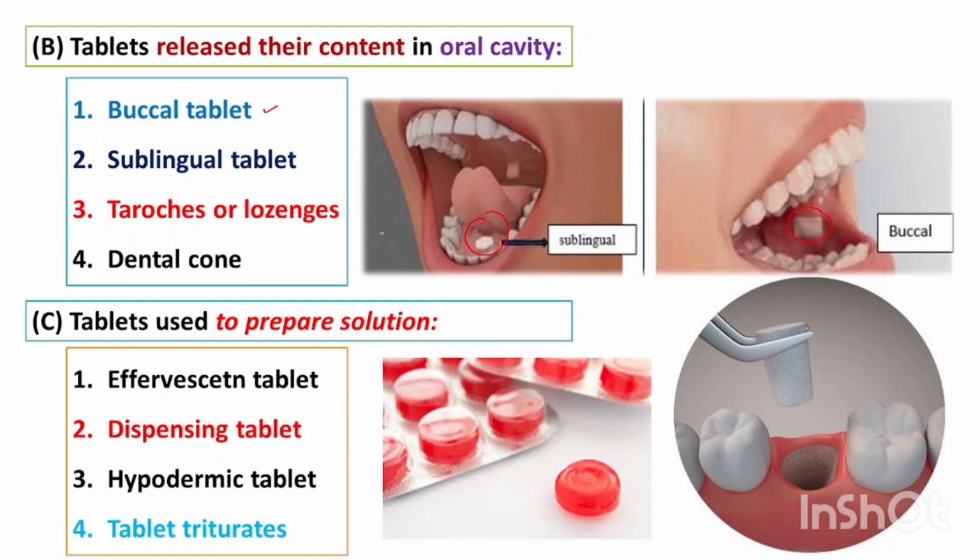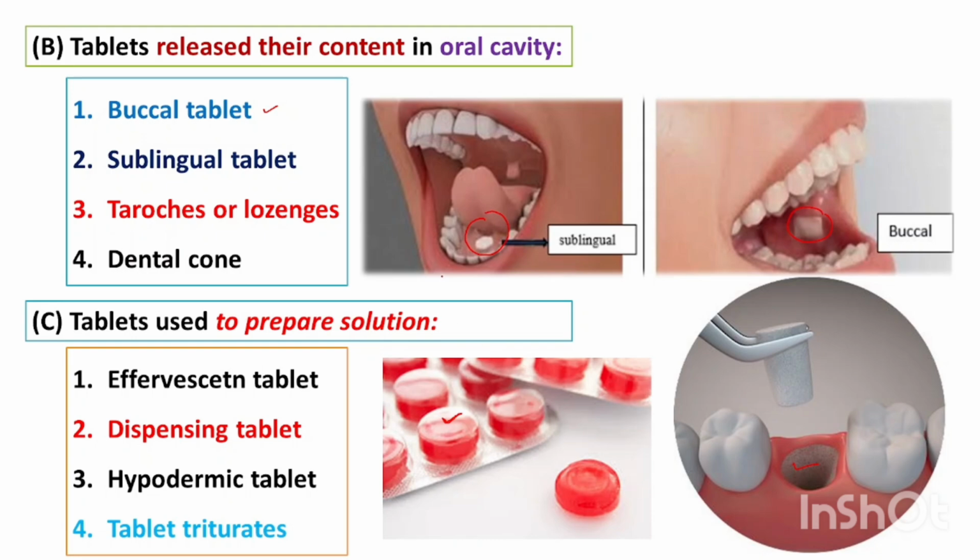There are troches or lozenges, mostly the Vicks. An example is Vicks, which will affect our throat section. Next, dental cones, which are placed here. Mostly the dental cones are used to decrease the microbial effect or also the pain after tooth extraction, right?